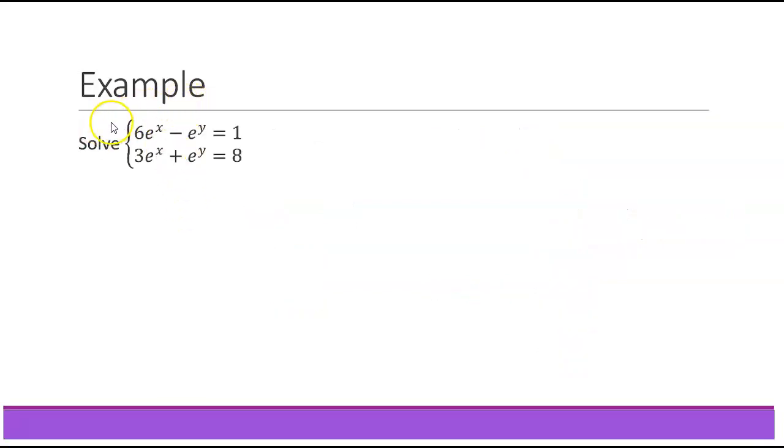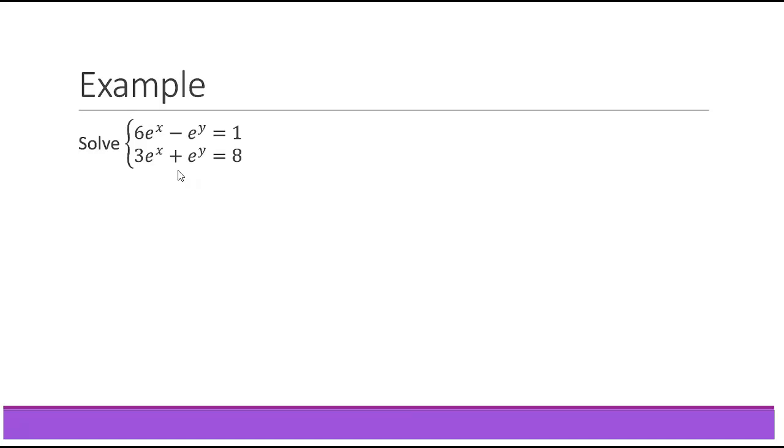In this example, we have no specific way to solve it, so we can choose the method that we want to solve this particular system of equations. And here what we have is 6e to the x minus e to the y equals 1, and 3e to the x plus e to the y equals 8. So definitely not linear equations, right? We're combining these exponentials together. And I would say definitely the easiest method to use here would be elimination.